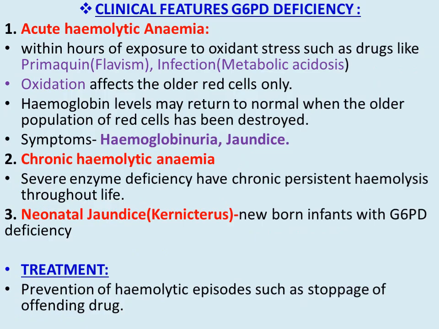Then clinical features of G6PD deficiency: number one, acute hemolytic anemia. Second one is chronic hemolytic anemia. Number 3, neonatal jaundice, which is also called kernicterus.